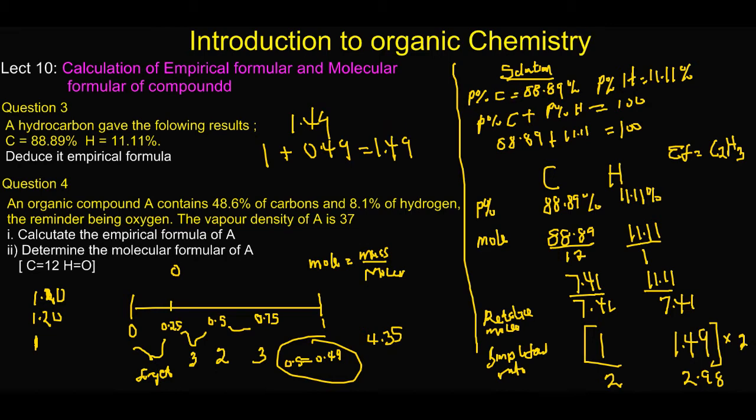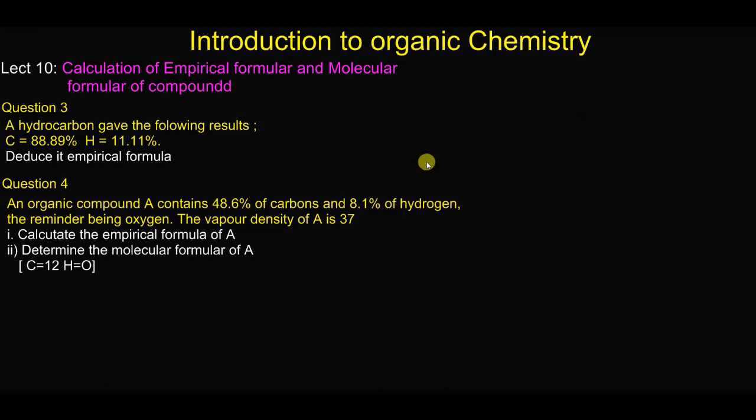Let's go to the second question. The second question says that an organic compound A contains 48.6% of carbon and 8.1% hydrogen, the remainder being oxygen. The vapor density of A is 37. So first determine the empirical formula of the compound and then determine the molecular formula of the compound. Very simple questions.